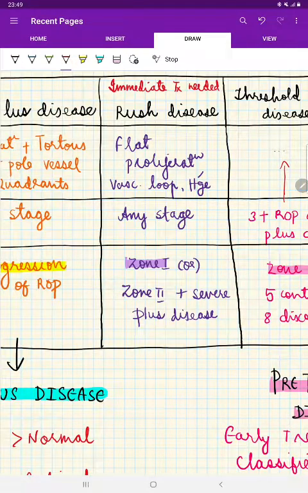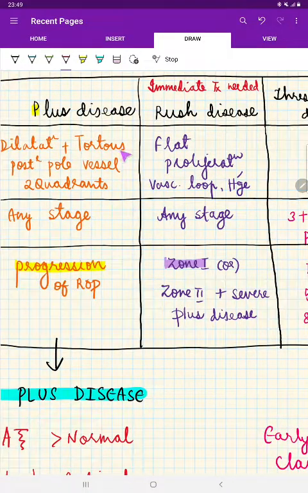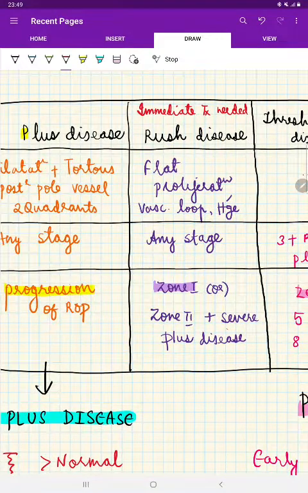Severe means what we have studied. Yes, zone 1. If it is a zone 1 disease involving flat proliferation, vascular loop, and hemorrhage, or it can be zone 2 with severe plus disease. Plus disease means what? Dilatation and tortuosity in the posterior vessels in 2 quadrants. This will happen in zone 2 area. Then that is called rush disease. Rush disease needs immediate treatment.